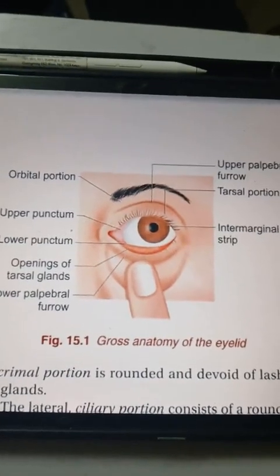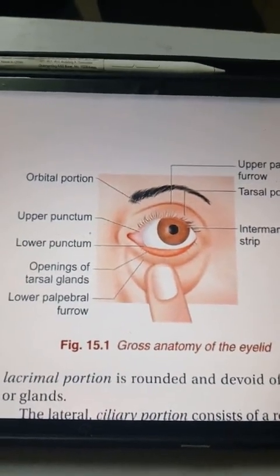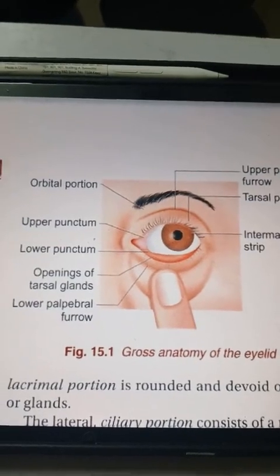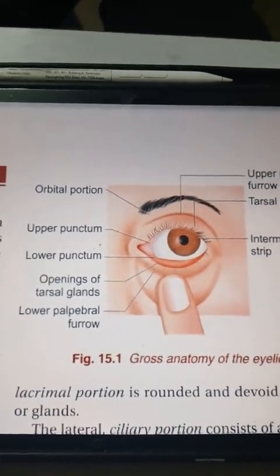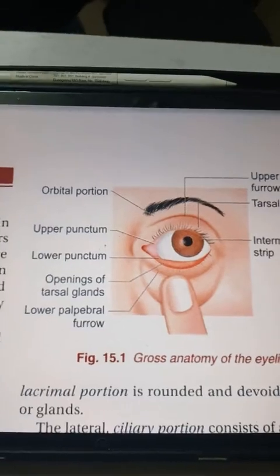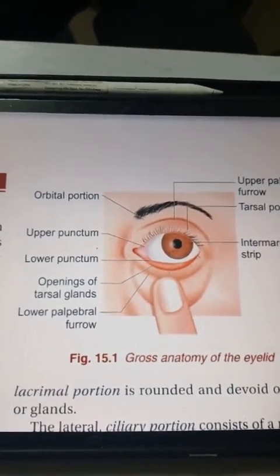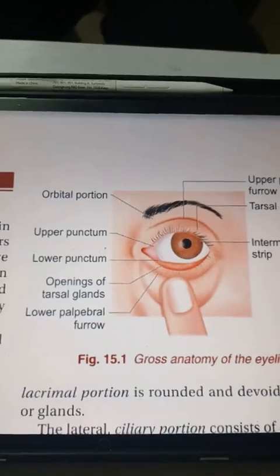So eyelids are basically the mobile tissue curtains which are placed in front of the eyeballs, and they act as shutters protecting the eyes from injuries and excessive light. They also perform an important function of spreading the tear film over the cornea and conjunctiva, and they also help in drainage of tears by the lacrimal pump system. So what are the parts of eyelid?